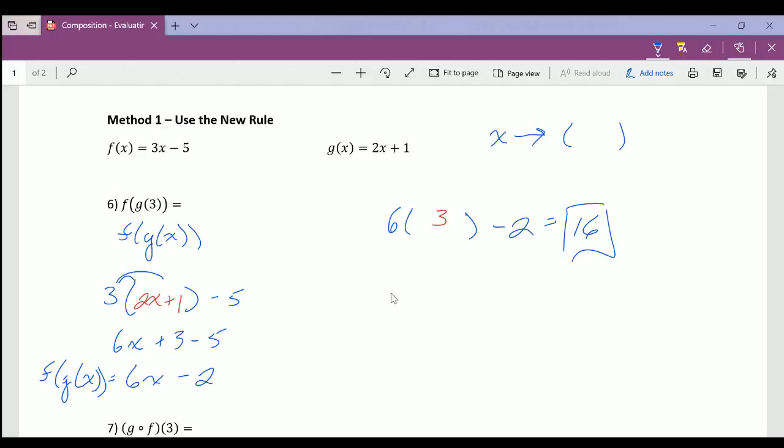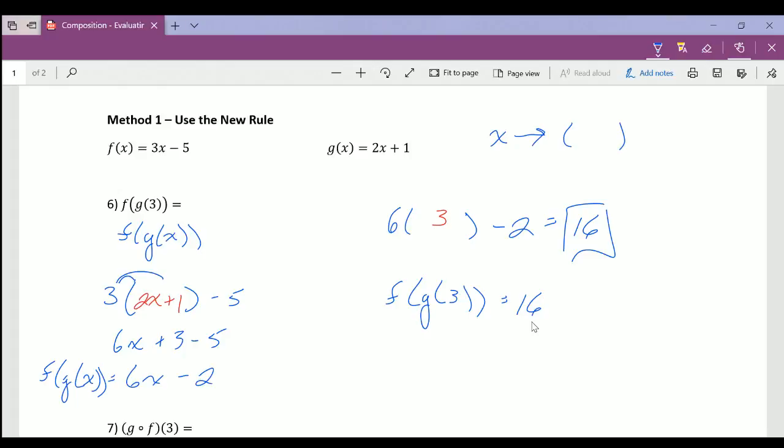So you can say that f of g of, oops, not x this time, of 3 equals 16. All right.